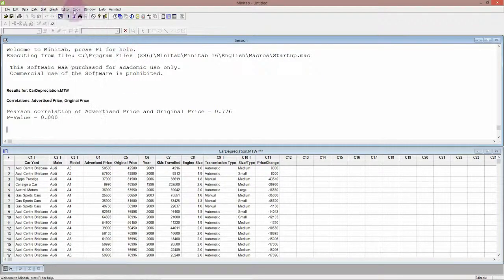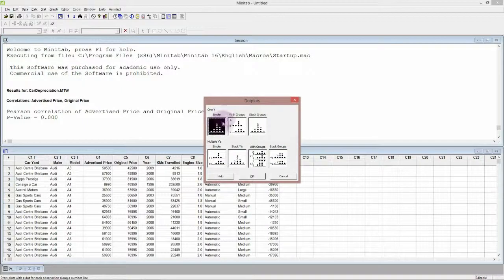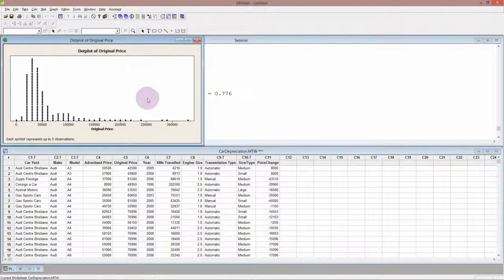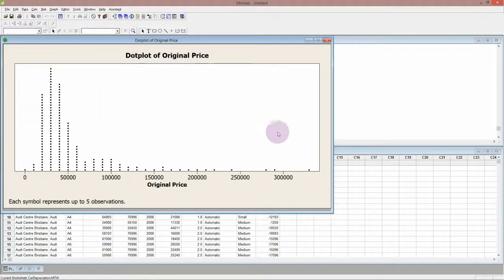So if we go up to graph and we have a look at just say a dot plot, because we really need to look at the difference between a dot plot and a scatter plot. A dot plot is just going to look at one variable. If we just do a simple dot plot and we look at the original price, double click that, okay, and now we can see, I really do like the graphs more in Minitab than in SPSS.